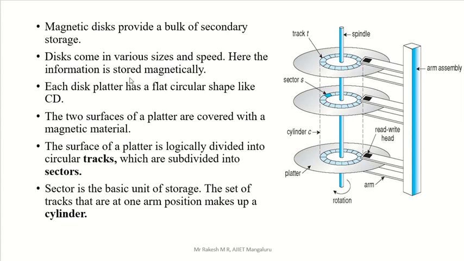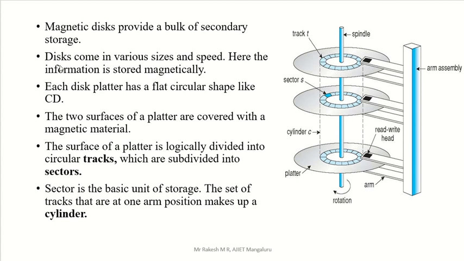Here the information is stored magnetically. We can store every piece of information here magnetically, and that's why this is called a magnetic disk. Each disk platter has a flat circular shape like a CD, so this is called a platter. Like this we have a lot of platters in one disk.